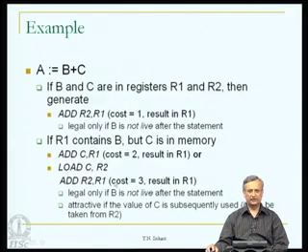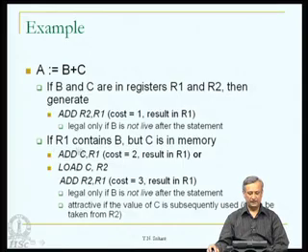So, let us look at an example and understand how this scheme B works, and then go on to the scheme itself. Say the quadruple is A equal to B plus C. If B and C are in registers R1 and R2, then generate add R2 comma R1. The cost of this is 1 and the result is in R1. But this is legal only if B is not live after the statement, because we are destroying B. So, B is in R1 and after this instruction is executed, B will not be in R1. It is the value B plus C, that is A, which will be in R1. This is one possible alternative.